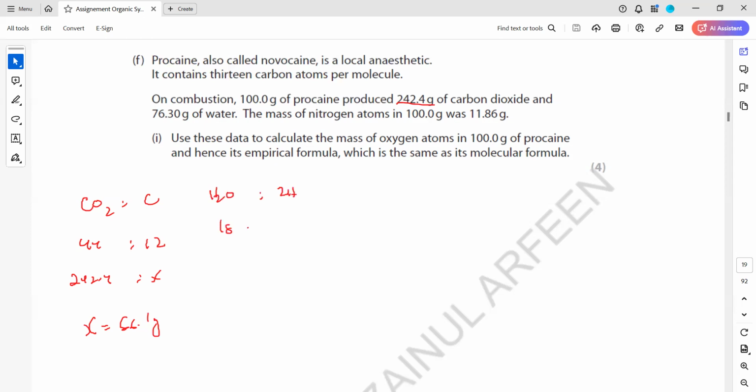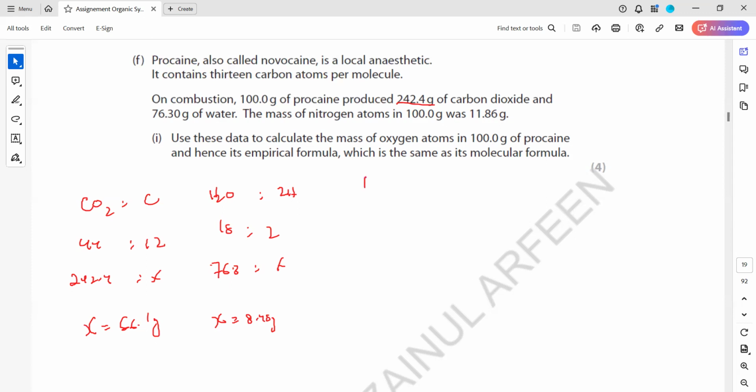Same thing for the mass of water: one water molecule contains two hydrogen. So the mass ratio is 18 to 2. So if we have 76.3 grams of water, how much hydrogen should be there? X. So we'll get hydrogen as 8.48 grams. Then what about the oxygen?